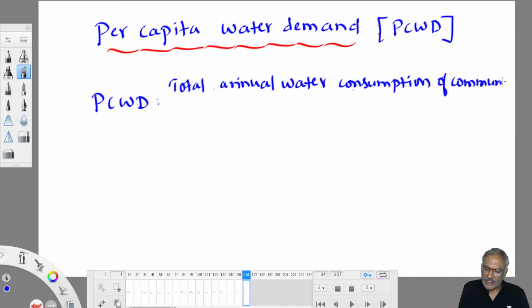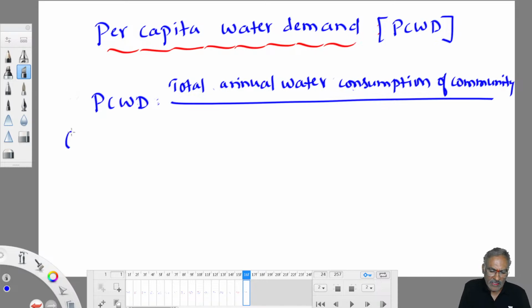Community could be a city, town or village, whatever it may be. Normally you work out the per capita water demand in terms of liters per person per day, in terms of LPCD. LPCD stands for what? The unit of this is liters per person per day. We write the shortcut LPCD. In the exam also, in the question they will mention LPCD. LPCD stands for per person water demand.